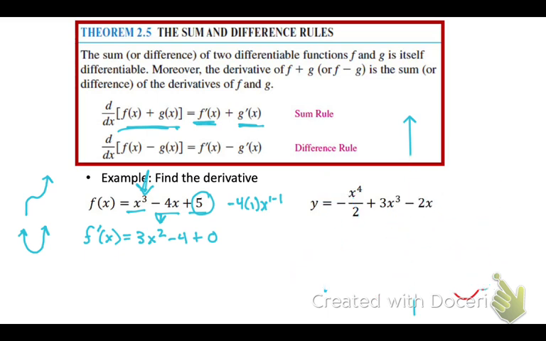Okay, I want you guys to do the derivative of the next one all on your own. We can do the easy one together. How do you rewrite this? Negative 1/2 x to the fourth. Now do the derivative.